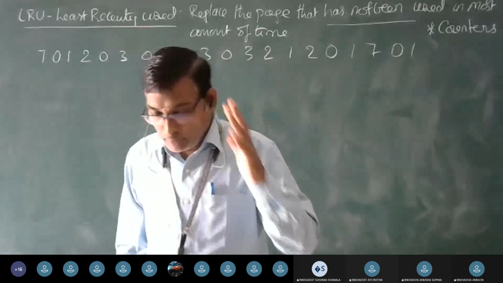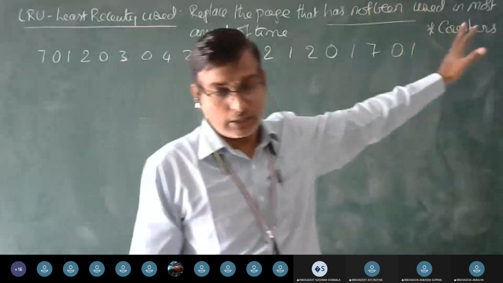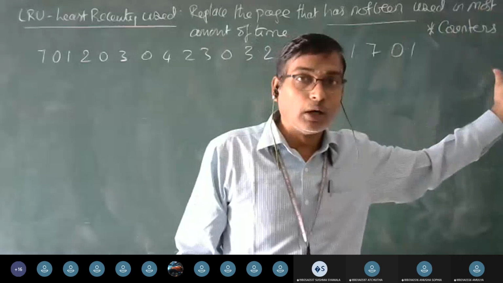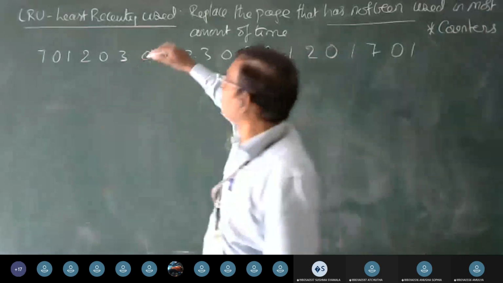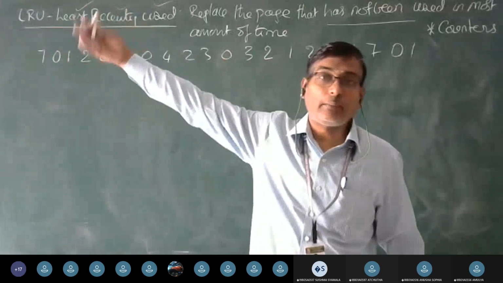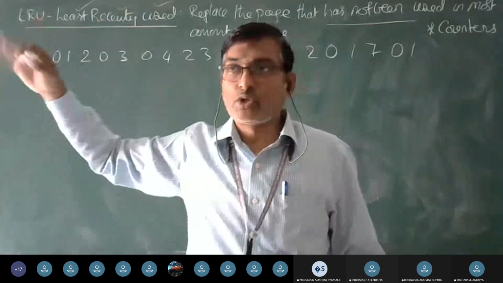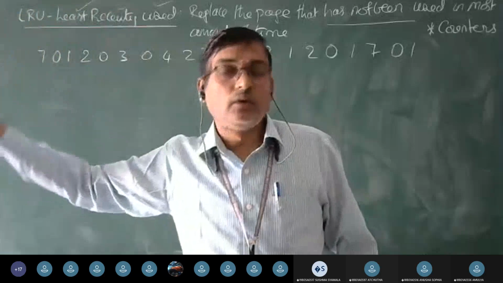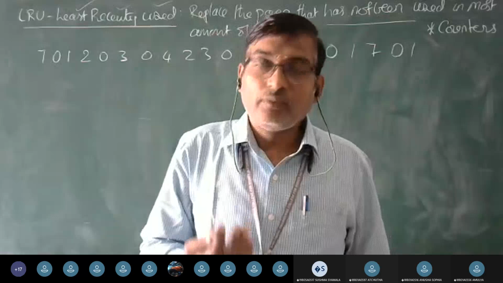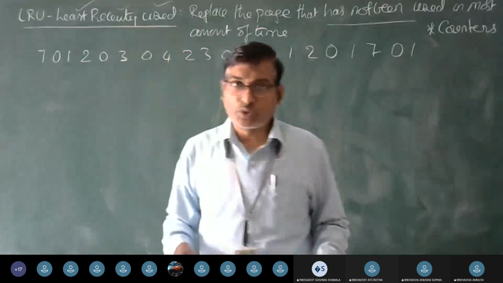In the optimal replacement, we have to predict the future. We have to know what will happen tomorrow. But in least recently used, we have to understand what happened in the past. Based on the past values, we are now estimating which frame to replace. That is what we are going to take up in least recently used.